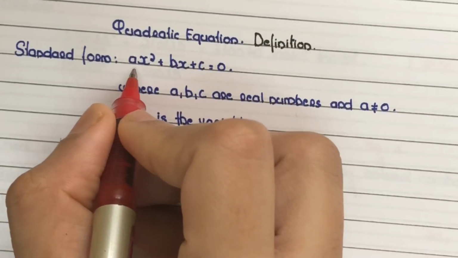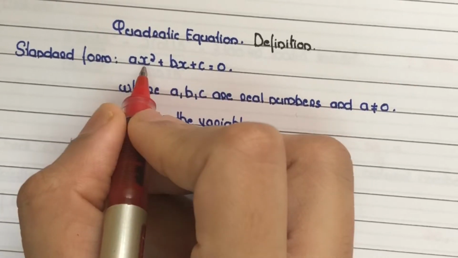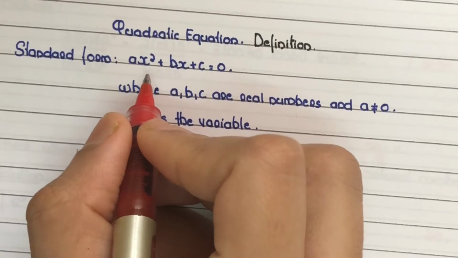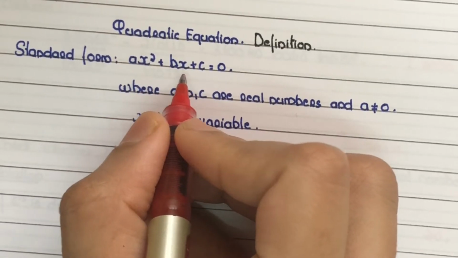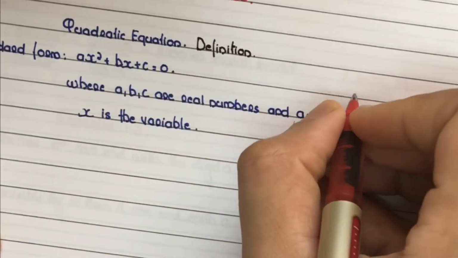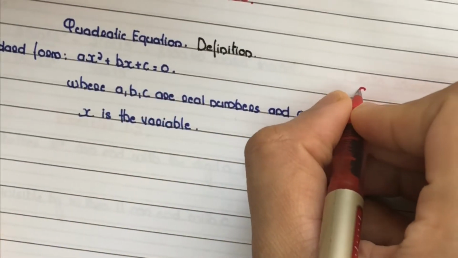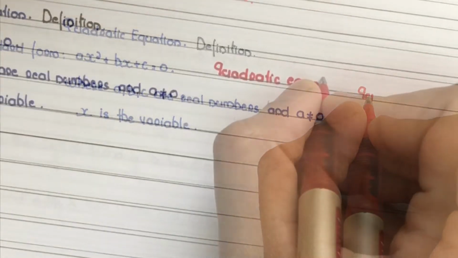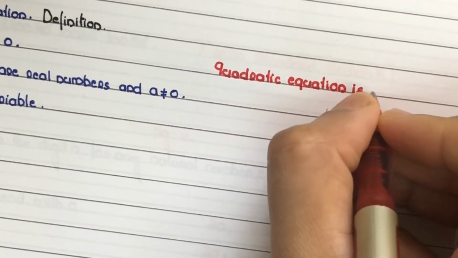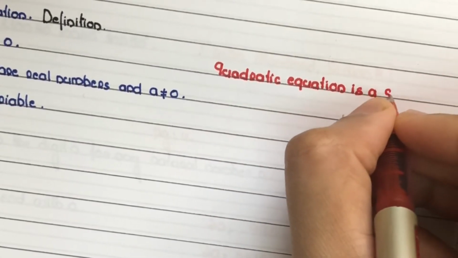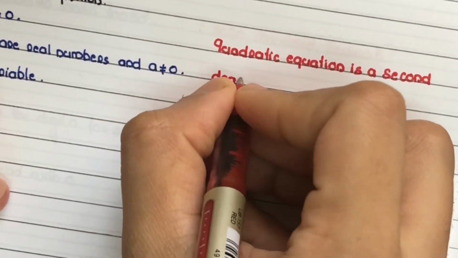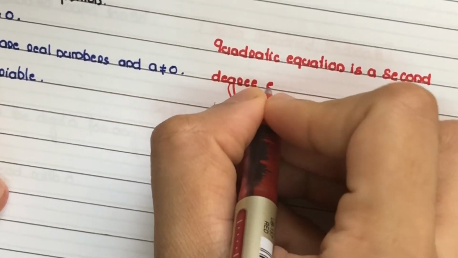Now, what is the degree of this equation? Here, the highest degree is 2. So, we can say that this is a second degree equation. That is, a quadratic equation is a second degree equation. So, we got the first point: a quadratic equation is a second degree equation.